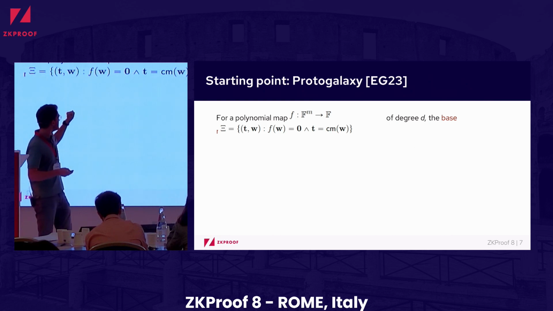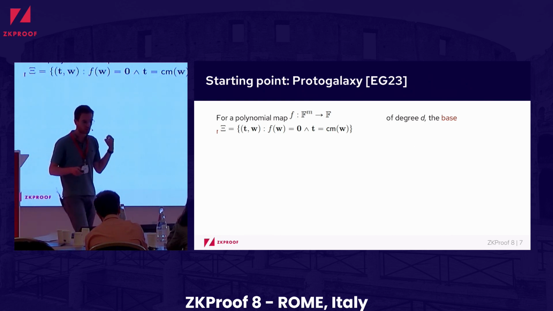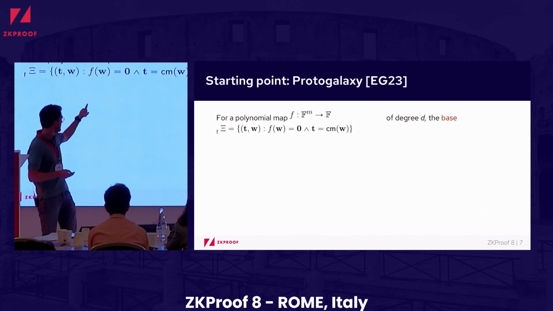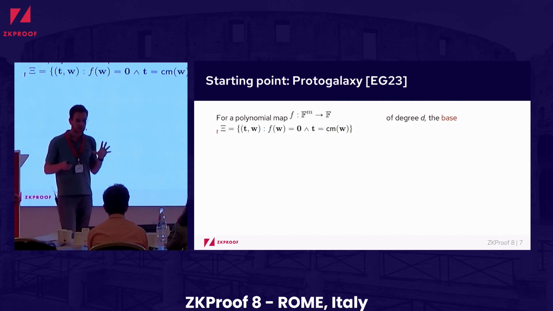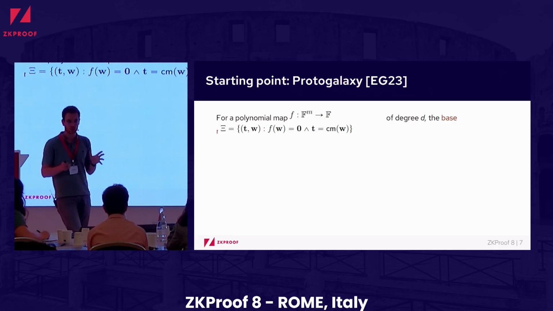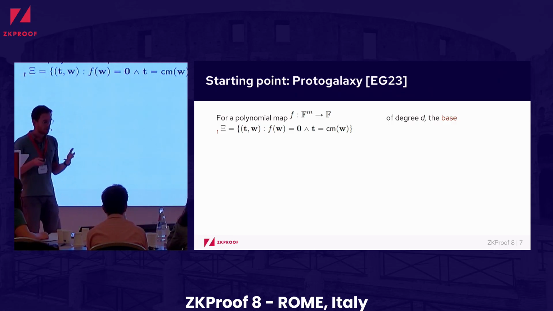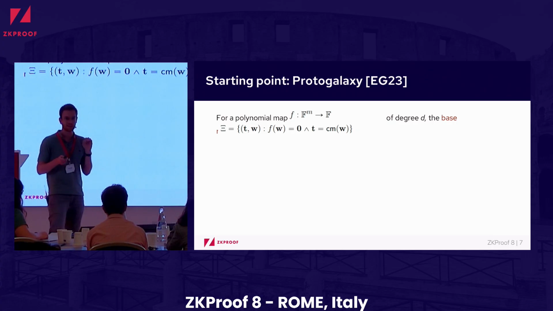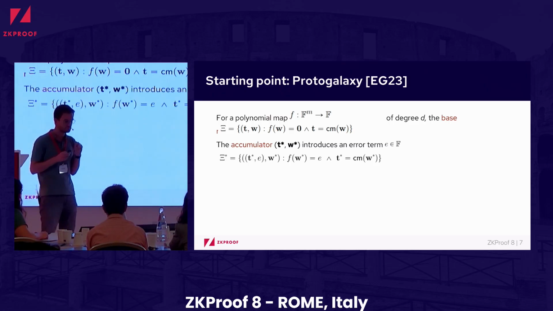But well, essentially, let's start with ProtoGalaxy, which is the starting point of our work. So for a polynomial map, f from F^m to F, we're taking size of witness as m, only one output for simplicity. The base relation is expressed as we had before, characterized with this function f that evaluated on the witness is 0. This characterizes what a valid witness is.